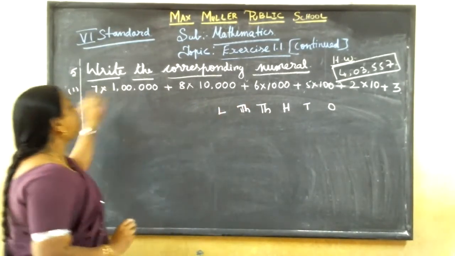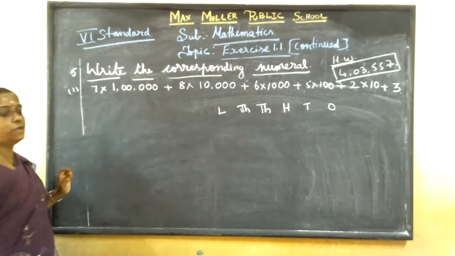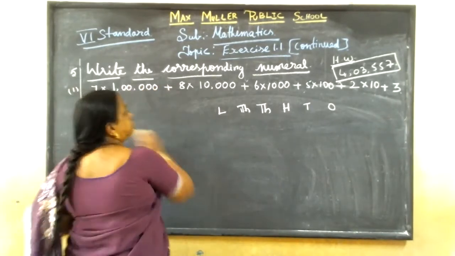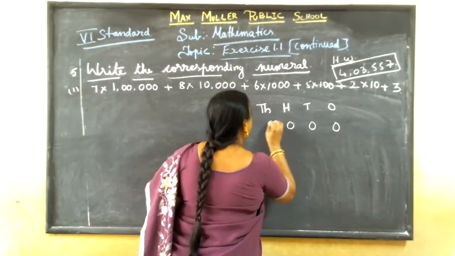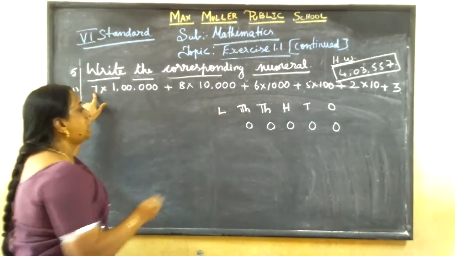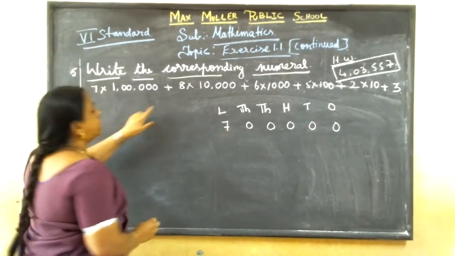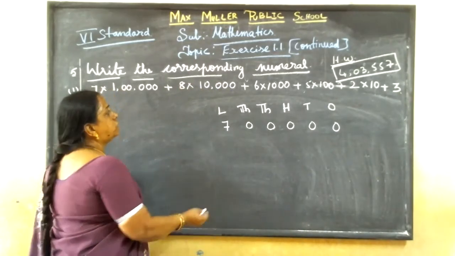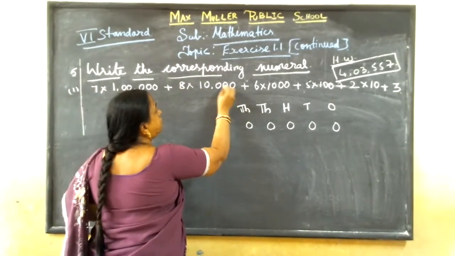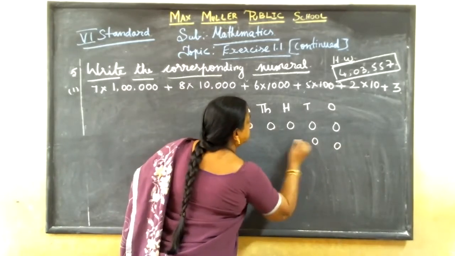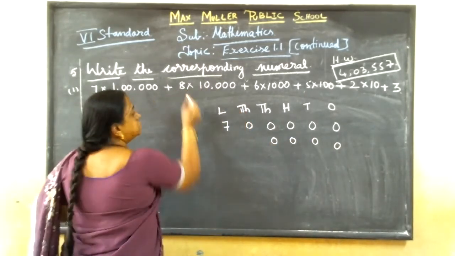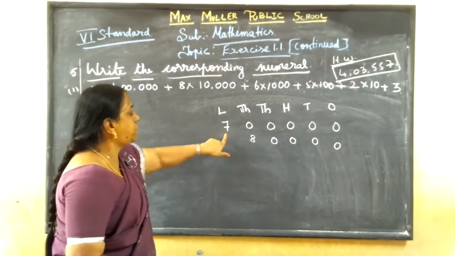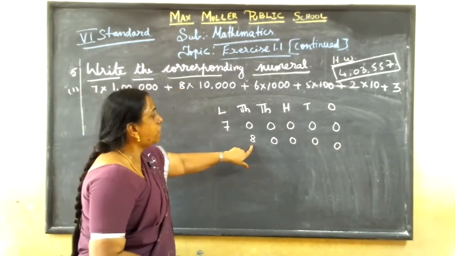Now one by one you multiply and write. 7 into lakh is 7 lakhs. So here 1, 2, 3, 4, 5 zeros. 7 ones are 7. Now the first step is over. Next, 8 into 10,000 is 80,000. So you should start from here. How many zeros? 1, 2, 3, 4 zeros. 8 ones are 8. See here, this place is important. You should write properly. This is lakh, so the lakh place you started. This is 10 lakh, so you should start from the 10 lakh place.